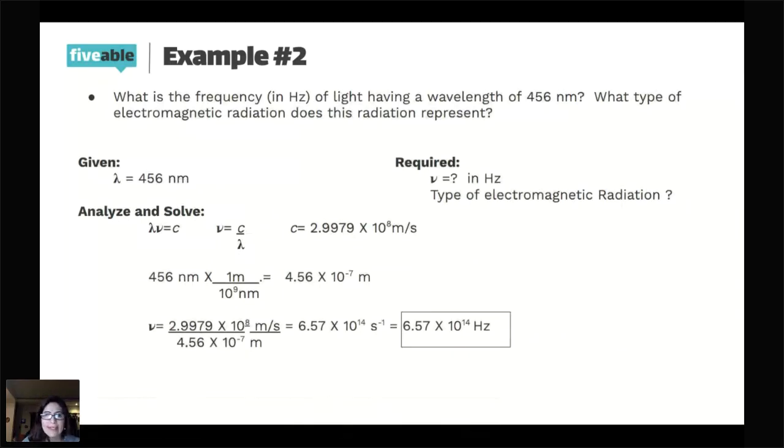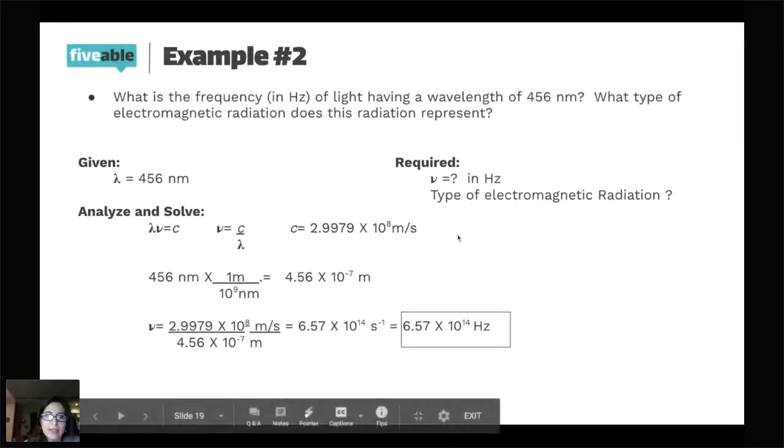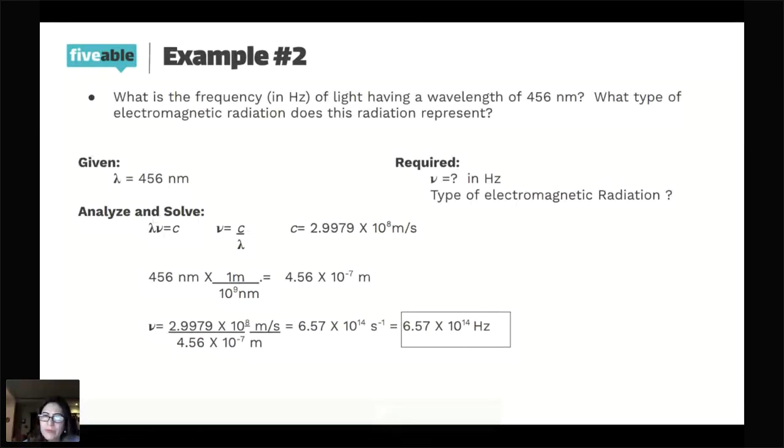Yes. C is a constant which stands for the speed of light. Since all electromagnetic radiation travels at the speed of light, that's why we can use this formula to relate wavelength and frequency. C stands for the speed of light, which is always 2.9979 times 10 to the 8 meters per second. Okay, let's move on.